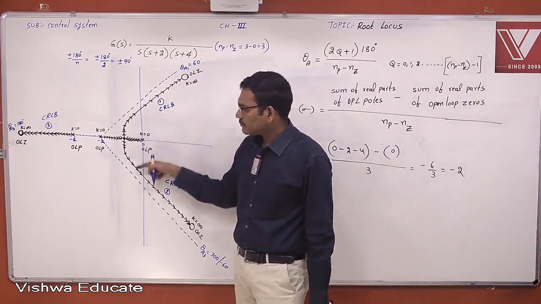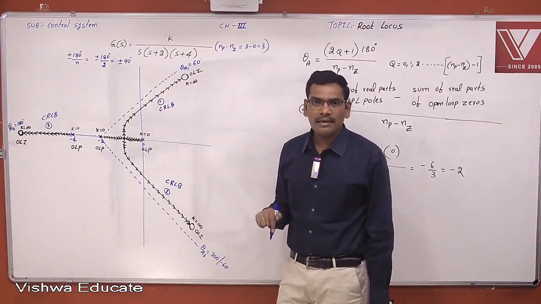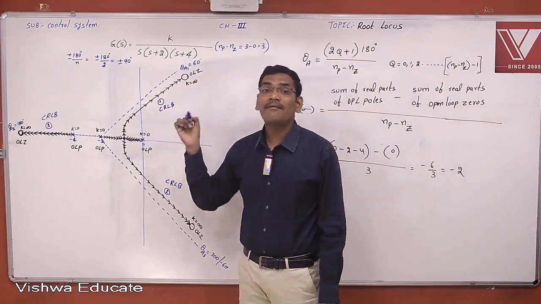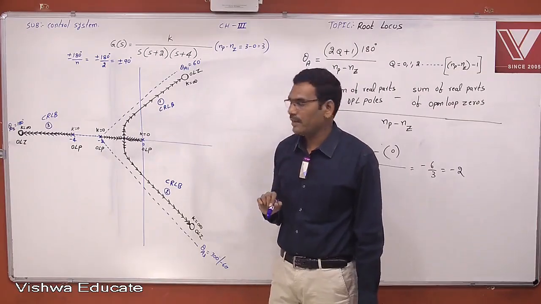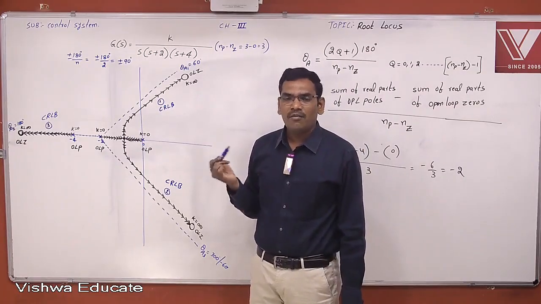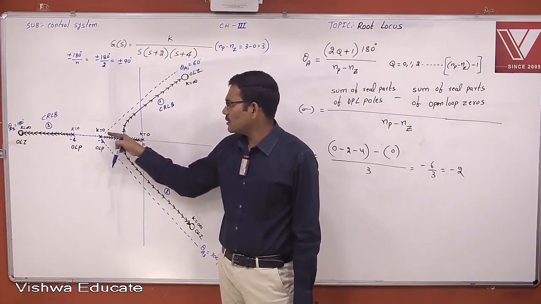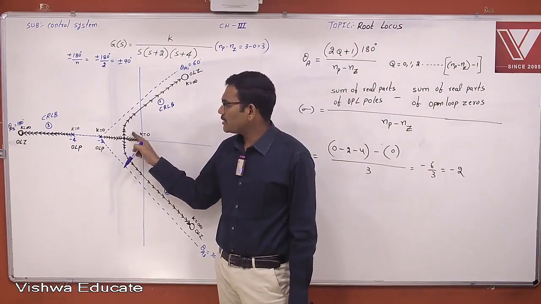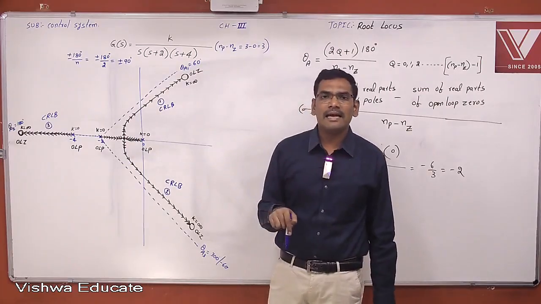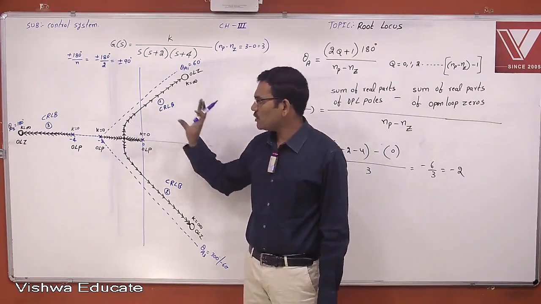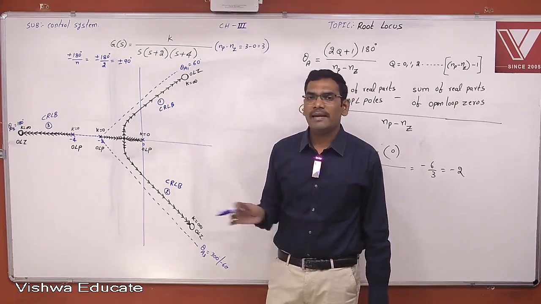Now see, what are the doubts here? Here we have some doubts. What is this breakaway point? What is the value of that breakaway point? That we will see. But as I said earlier, if there exist two adjacently placed poles and between them there is a root locus branch, definitely there is a chance of one breakaway point existing.